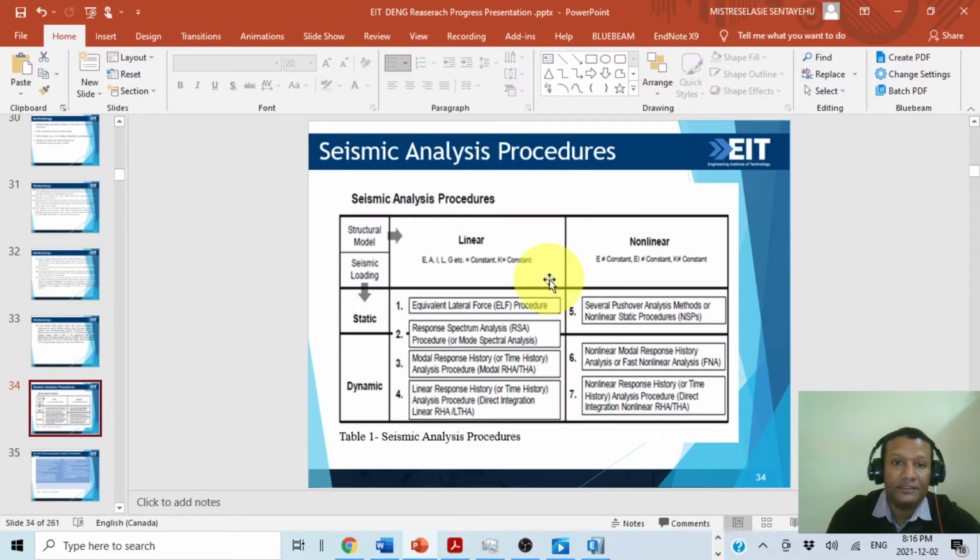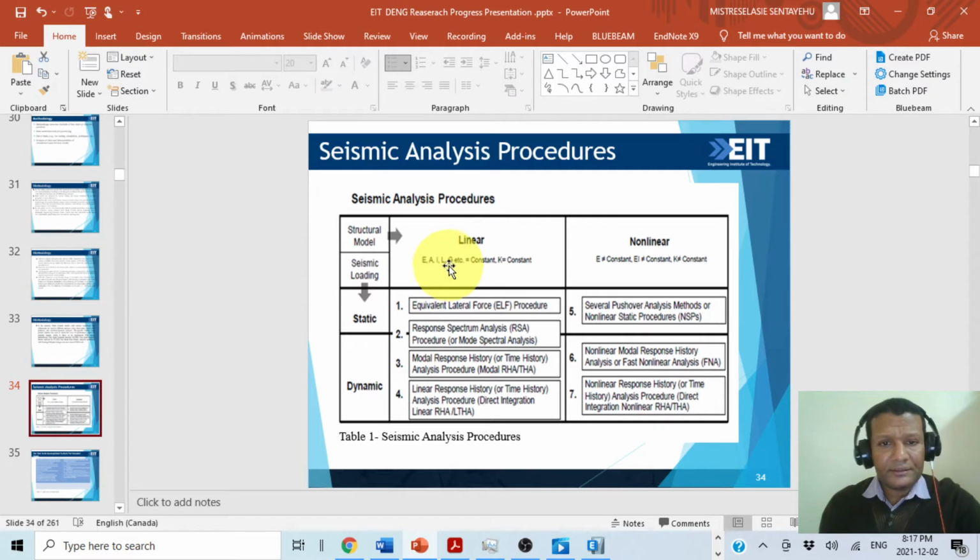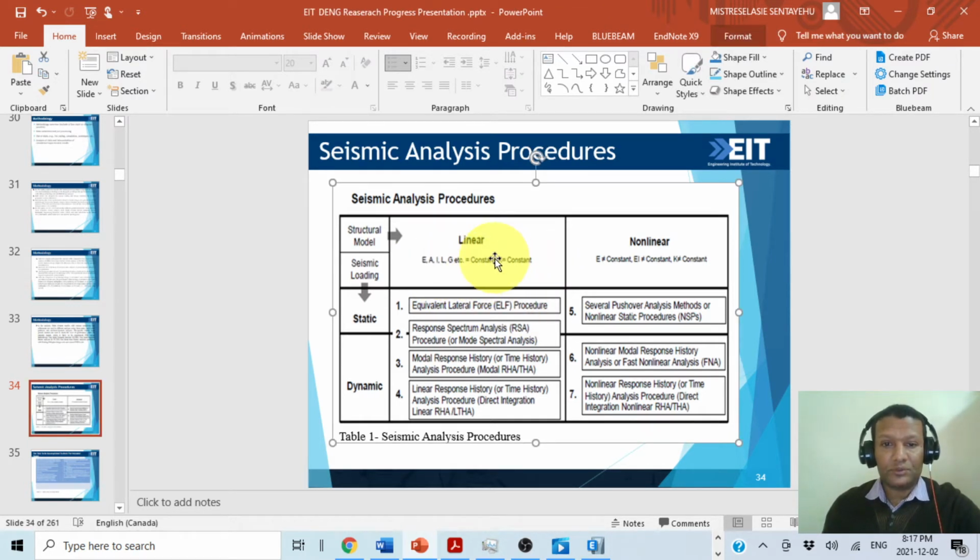Just to summarize, seismic analysis procedures. We have seismic analysis procedures. This is linear, this is non-linear. So structural model, seismic loading, E, A, I, G, all are constant in linear. This modulus of elasticity, area, moment of inertia, everything is constant. That is why this paper is very important, because it is not constant.